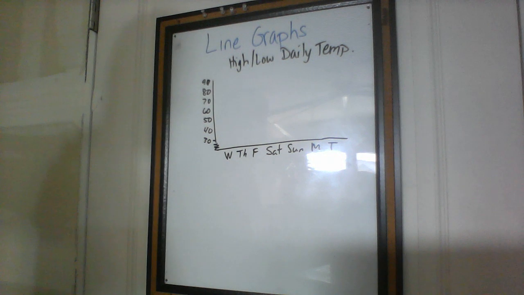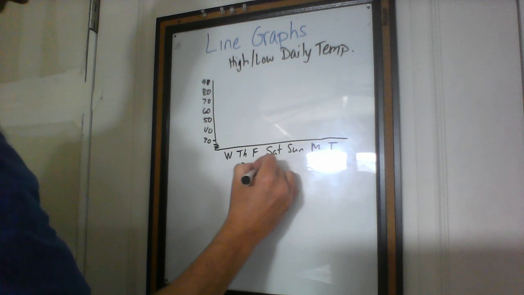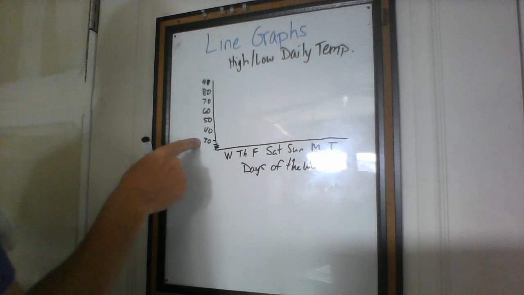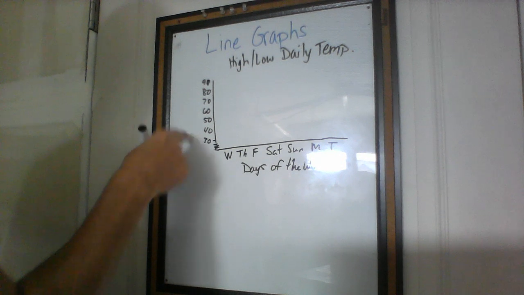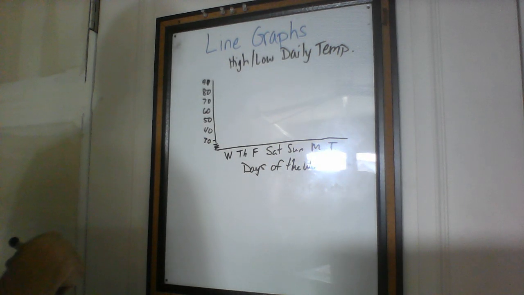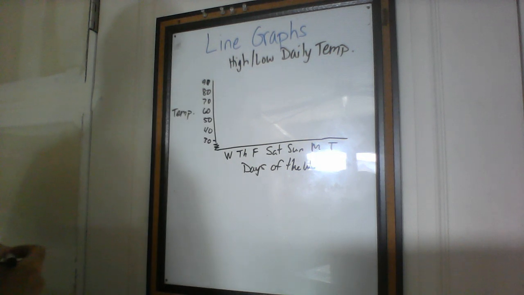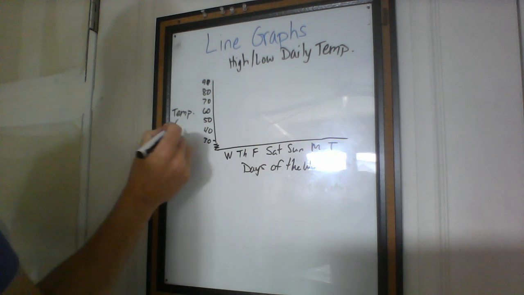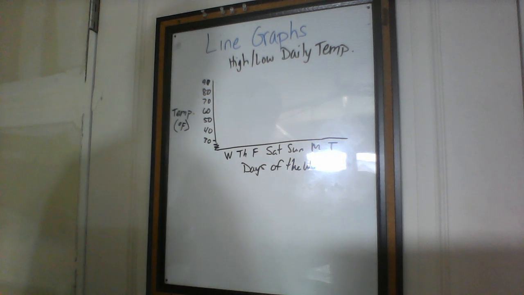What's missing? If you said our other titles, you are exactly right. So again, this one is going to be days of the week. And what might this one be? Is this going to be minutes like it was on our last one? High and low daily temperatures? Nope. It is going to be temperature. And we have to know because there are 2 types of temperature. There's Celsius, but we use degrees Fahrenheit. So I have to have degrees Fahrenheit there.